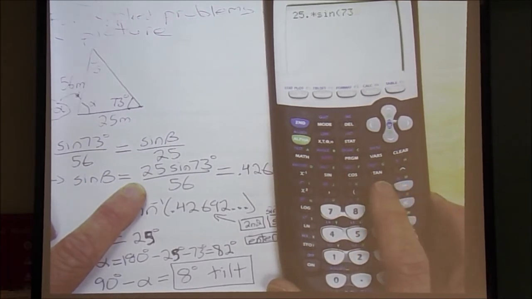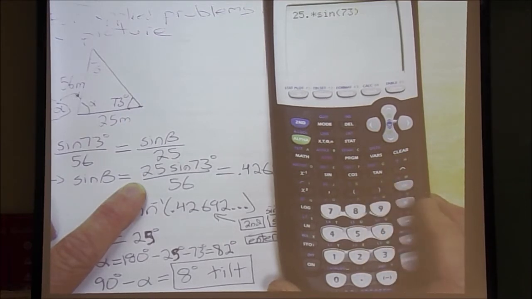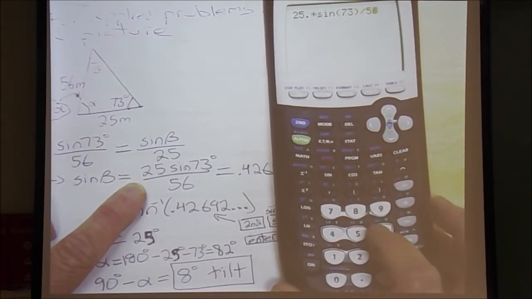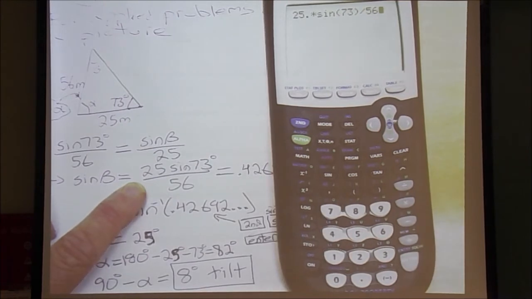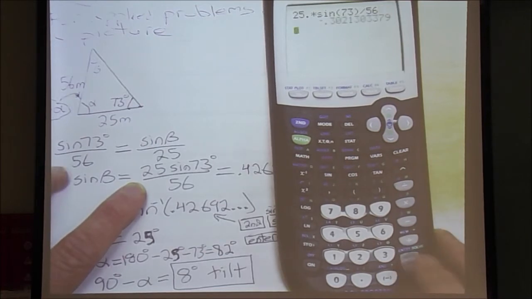If you have a calculator that doesn't automatically put in the parentheses, put in the parenthesis here before you divide by 56. Otherwise, it will automatically close all your parentheses after the 56 and take the sine of 73 over 56 instead of taking the sine of 73 and then dividing by 56. So, common calculator mistake, important thing: make sure you close all the parentheses on your trig functions. Now I push enter. Uh-oh.